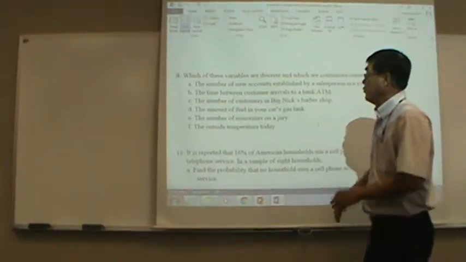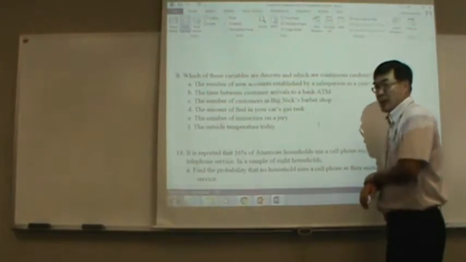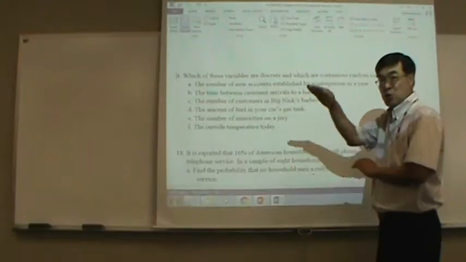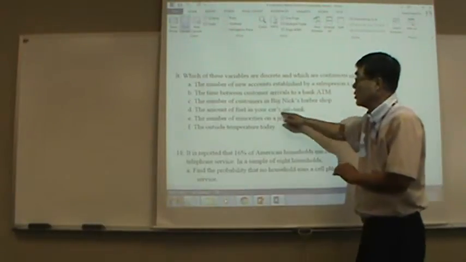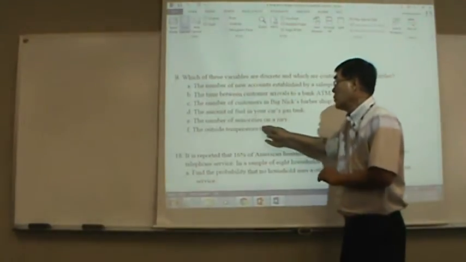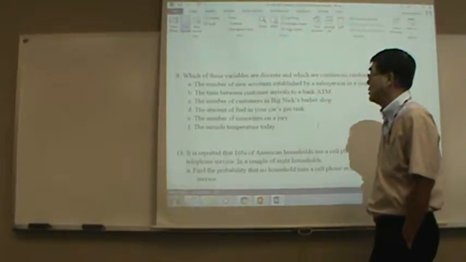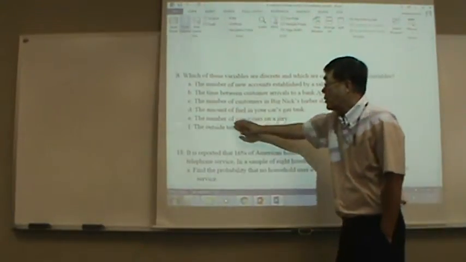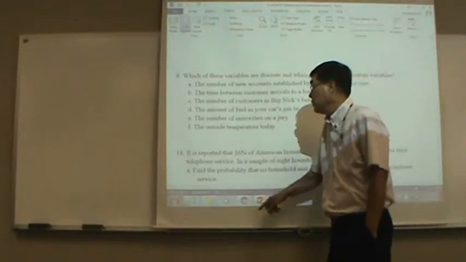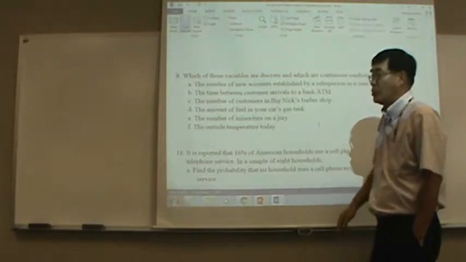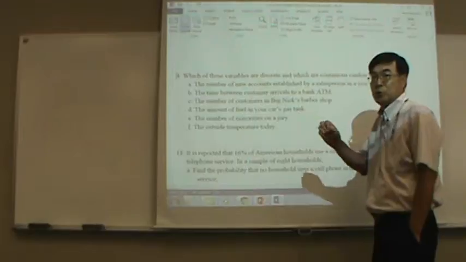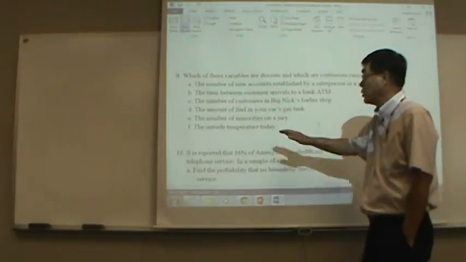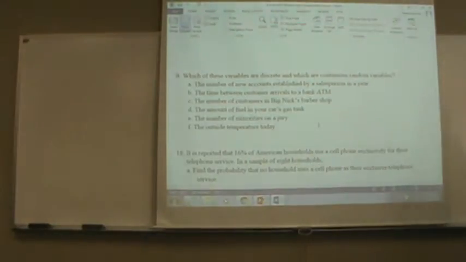The amount of fuel in your car's gas tank. Gauge, measurement, so continuous. The number of minorities on a jury. That is, number of counting, discrete. The outside temperature today: temperature, thermometer, measurement, so continuous.